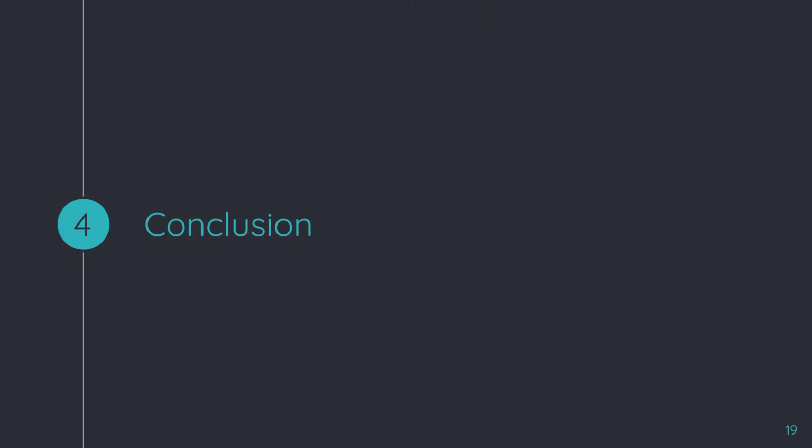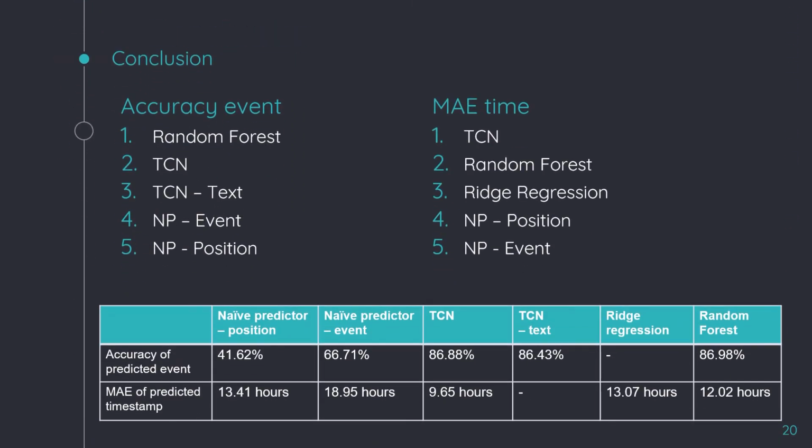Conclusion. For the final results, the accuracy for the event is the highest with the random forest and the mean absolute error for the time is the best with the TCN. We don't think any predictor will greatly improve the accuracy for either time or event since the dataset is quite skewed and therefore it's difficult to train predictors on this dataset.